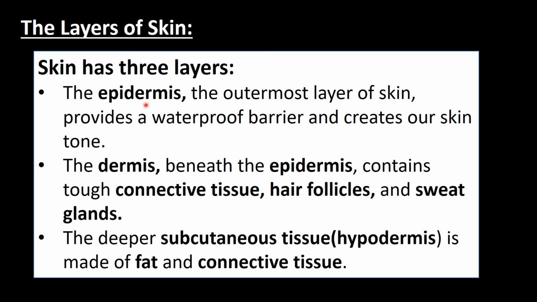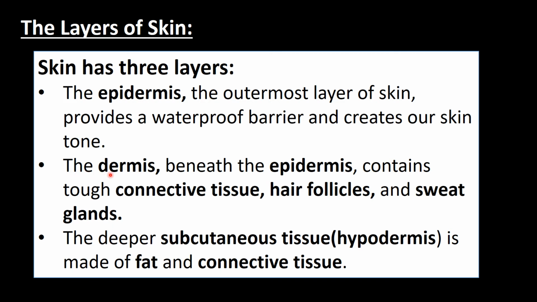It acts like a waterproof barrier. What is a waterproof barrier? Barrier means a type of hindrance. It protects our body from the entry of water inside the body. It also creates a body tone. What is the tone? Tone means complexion. We have different types of complexion. For example, some people have fair complexion, fair tone, some have dark, etc.